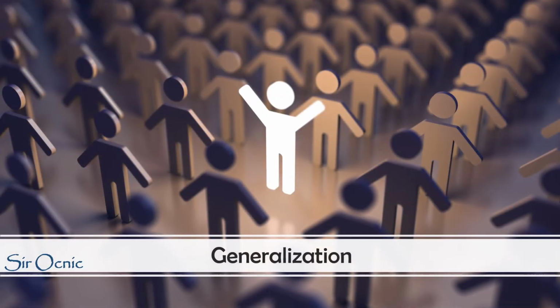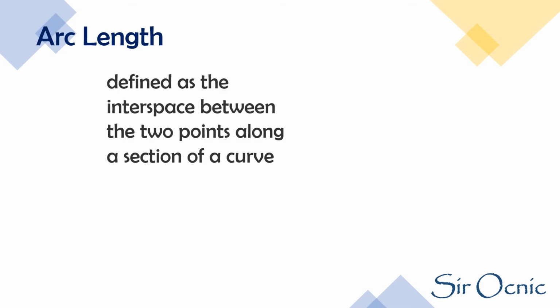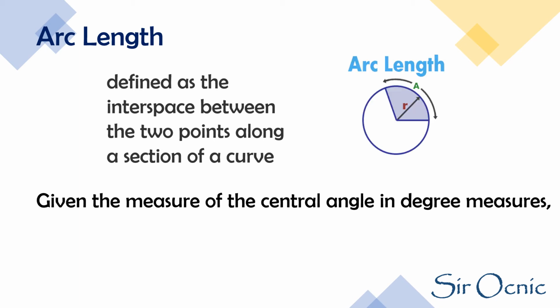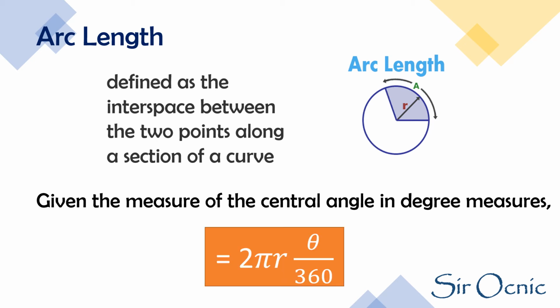Let us now summarize what we have discussed in this video. Arc length is defined as the interspace between the 2 points along a section of a curve. The formula in finding the measure of the arc length is given by 2 pi r times theta all over 360, wherein r is the length of the radius and theta is the measure of the central angle.